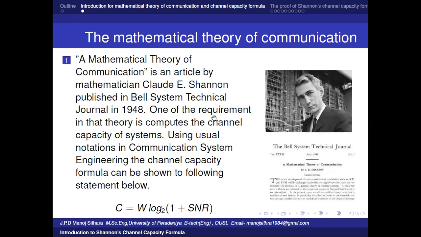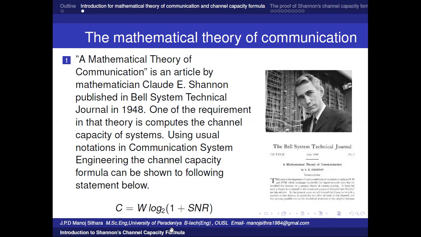So, if we talk about the channel capacity formula, it can be represented using this statement, where C is the channel capacity in bits per second, W is the bandwidth of the channel, and SNR is the signal to noise ratio. So, these parameters can be combined in the channel capacity formula.